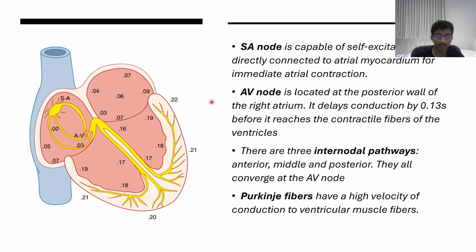Now the AV node, its position is on the posterior wall of the right atrium. What it does is basically delay the conduction, like I said, by 0.13 seconds before it reaches the contractile fibers of the ventricles right here. Okay, and of course there are three internodal pathways: the anterior, the posterior, and the middle, and they all converge into the AV node. And we have Purkinje fibers, of course. They carry the impulse all the way to the ventricular myocardium at very high velocities.